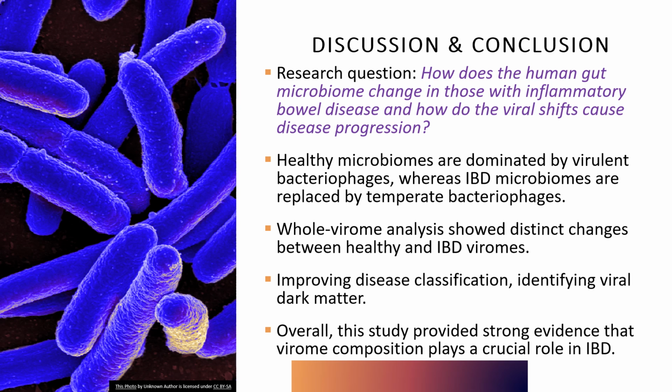Conclusion: healthy microbiomes were found to be dominated by virulent bacterial phages, whereas IBD microbiomes are replaced by these temperate bacterial phages. And this is linked to bacterial dysbiosis. And whole virome analysis showed distinct changes between these healthy individuals and IBD individuals. And it showed an increased number of temperate phages correlating with bacterial community disruptions. And this improves disease classification and helps us better understand viral dark matter. And overall, the study provided strong evidence that virome composition plays a crucial role in IBD.